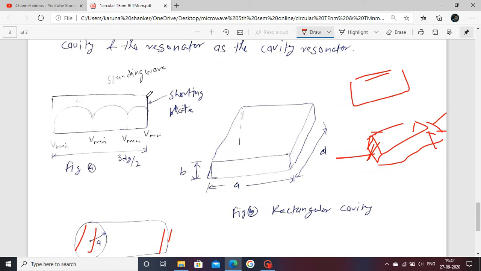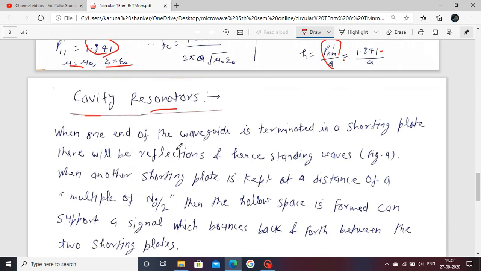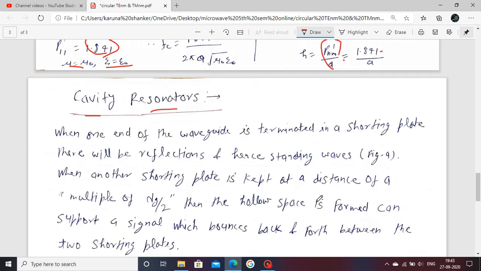This is a shorted plate, this is a shorting plane, and this is also a shorting plane. Inside your cavity a standing wave pattern is formed, with a distance of lambda g by 2 indicated here. All the matter is written here: when one end of your waveguide is terminated by a shorting plate, there is a reflection and a standing wave pattern is present in the cavity. This is represented in figure A.